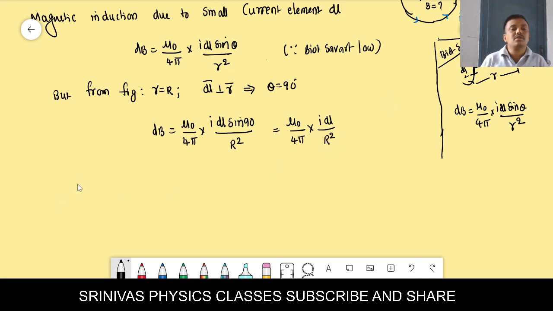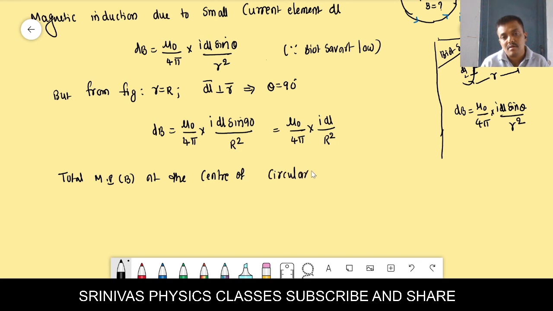Right? I want the total magnetic induction. This is the magnetic induction due to only the small element. I want the total magnetic induction due to the circular current-carrying wire, the total magnetic induction at the center of the circular loop. If you want to find the total magnetic induction, then what do you have to do? You have to do the integration. Is it correct?